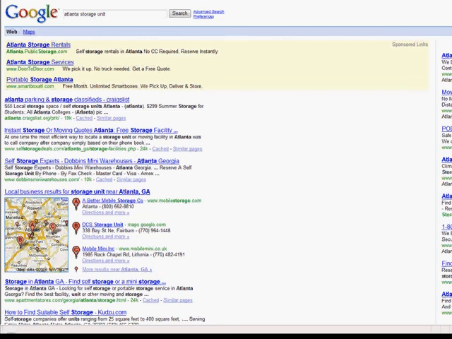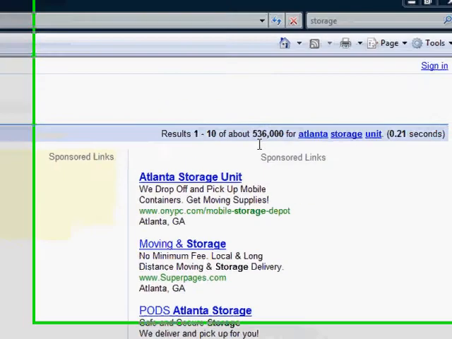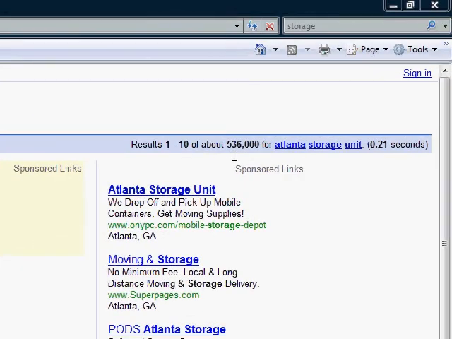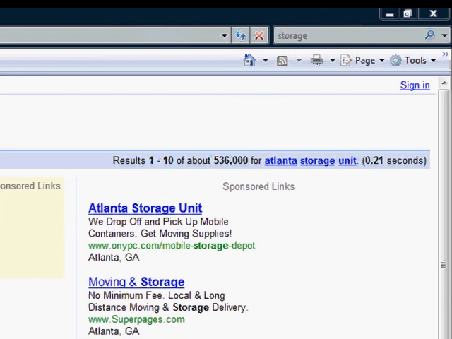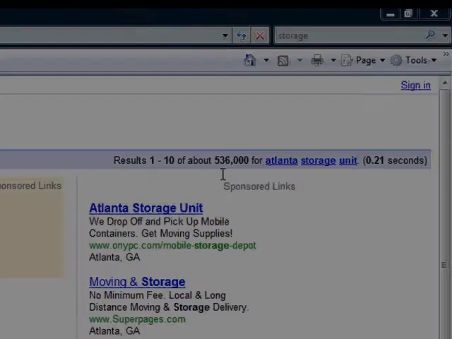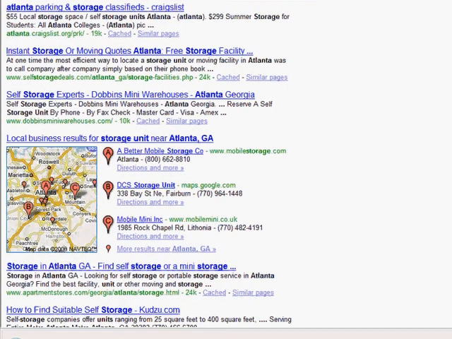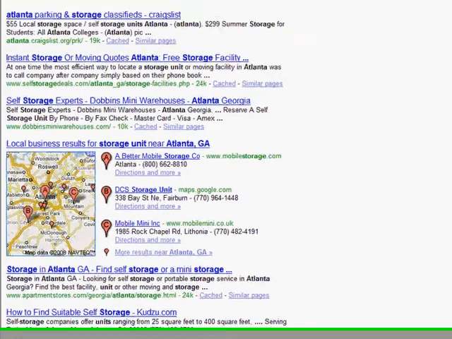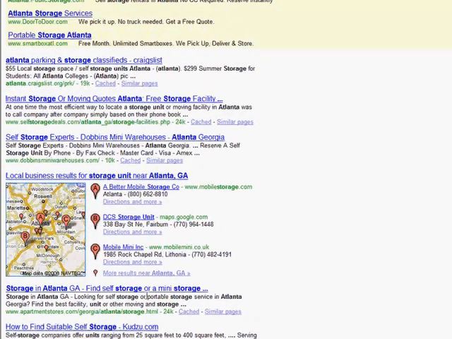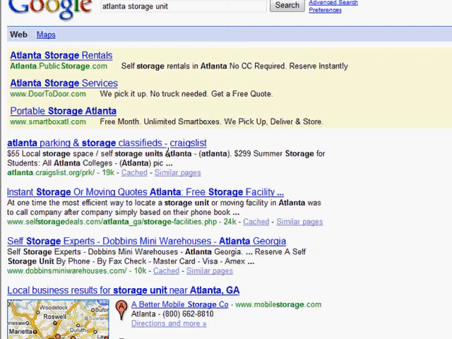If you look up here, there are 536,000 results for Atlanta storage unit, and Google and Yahoo and MSN have to decide which 10 of those 536,000 get to be on page one. And to do that, they use what's called an algorithm. Once you understand that algorithm, then you can work on moving yourself up in the organic rankings.